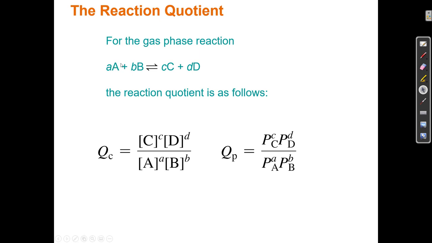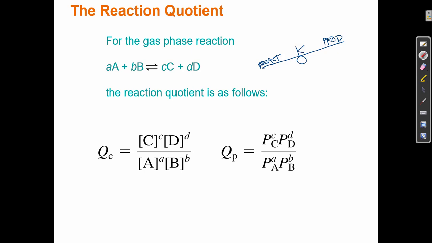But what happens if I have 1 molar A, 1 molar B, 1 molar C, and 1 molar D? What if I start a reaction like that? Which way does it go? Is it going to move forward or is it going to move backwards? Well, in order to know that, I have to calculate what's called the reaction quotient, and I have to know the equilibrium constant. So I kind of think of the equilibrium constant as like a teeter-totter. Maybe it's like my reactants are heavy and my products are light.